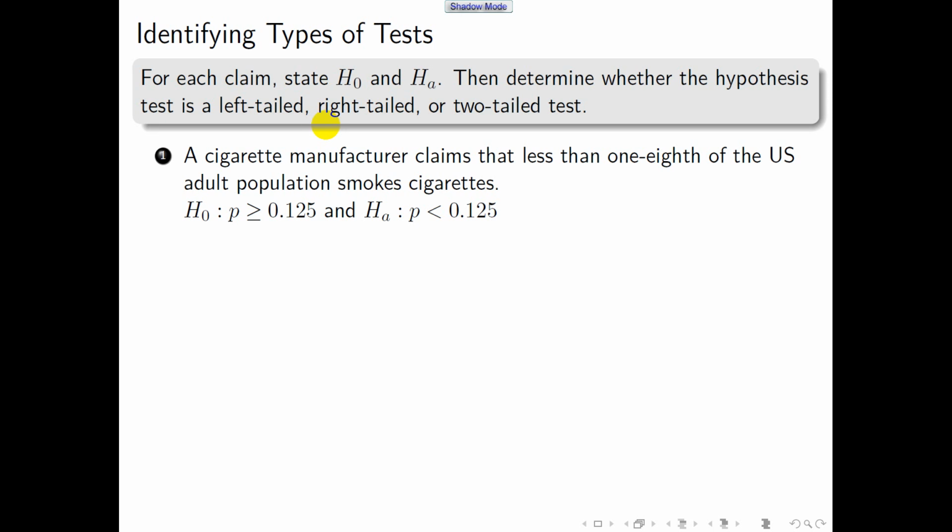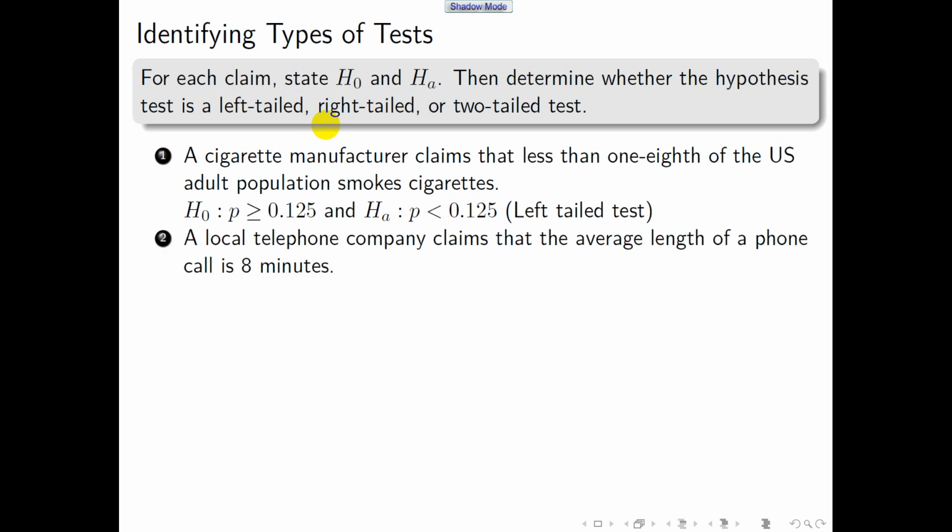So let's talk about another example. The local telephone company claims that the average length of the phone calls for their customers is 8 minutes. So we need to use the two-tail test, right? Our claim is mu is equal to 8. This is going to be the null hypothesis. The alternative hypothesis is mu is not equal to 8. And we're going to use the two-tail test because we have a non-equality sign in the alternative hypothesis.